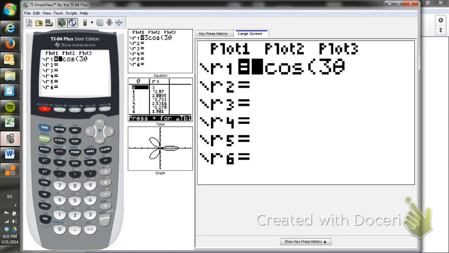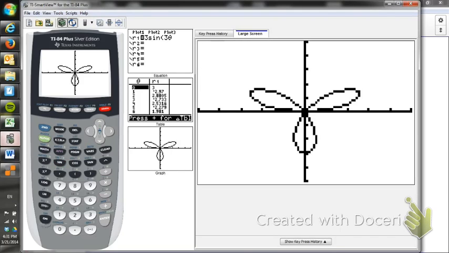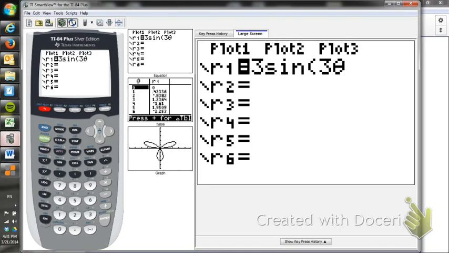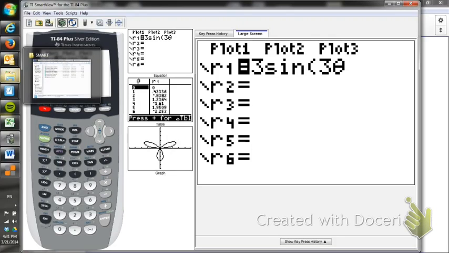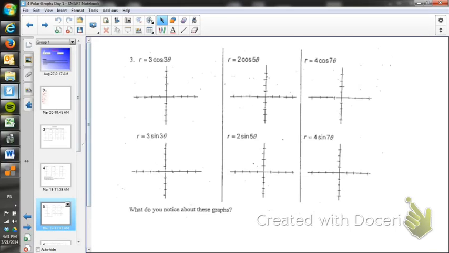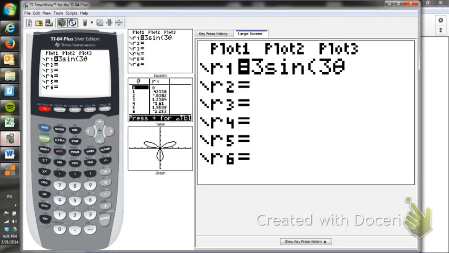Alright, now let's look at 3 sine 3 theta. So again, it's still kind of a similar shape, it's just moved a little bit. And then, I can't remember what that other graph was. Let's see, that was 2 cosine 5 theta. So let's do 2 cosine 5 theta.